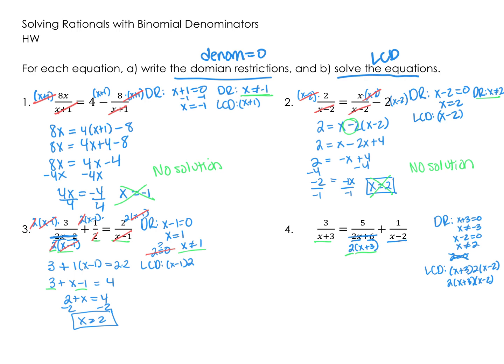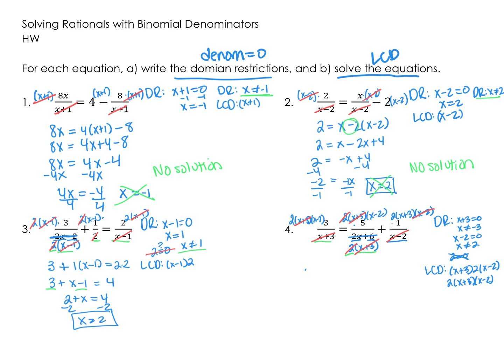So we've got to multiply everything by that. First fraction here, we'll multiply it by 2 times x plus 3 times x minus 2. Here, 2 times x plus 3 times x minus 2. Here, 2 times x plus 3 times x minus 2. And then we'll go in and cancel out our denominators. So here the x plus 3 will cancel. Here the 2 will cancel and the x plus 3 will cancel, and here the x minus 2 will cancel. Then we'll see what we have left.